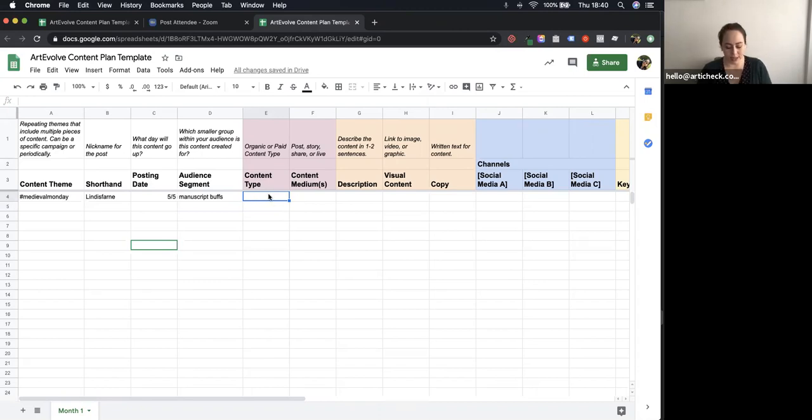Then my content type. Okay, so my content type for this, does anyone remember? Content type of the Lindisfarne Gospels. You're welcome to put it in the chat. Yeah, it was original, exactly. Okay, so we have original, and then we're going to say what the medium is.